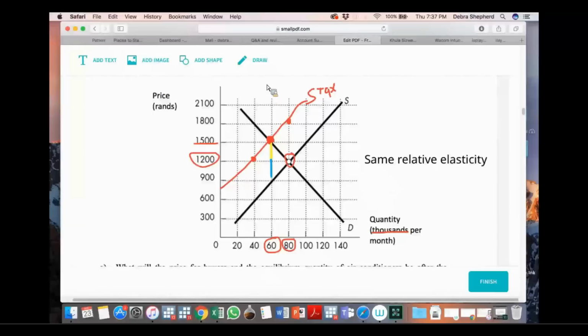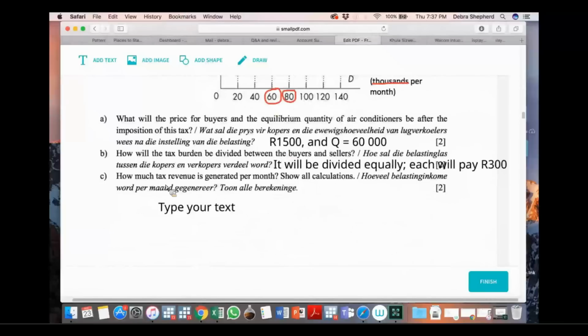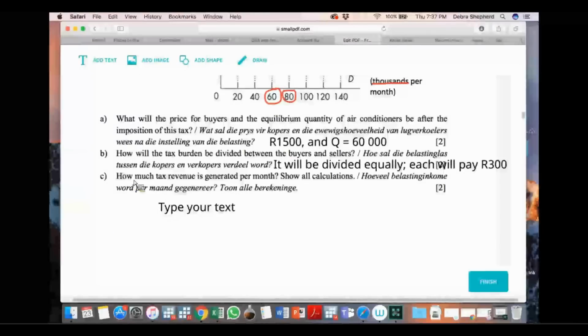If the demand curve had been steeper, that would have put more of the tax on buyers. If the supply curve had been steeper, that would have put more of the tax on sellers. So in this case, elasticity is relatively the same, and that's why they end up being equally shared between buyers and sellers. The last part of the question, question C, then asks, how much tax revenue is generated per month?